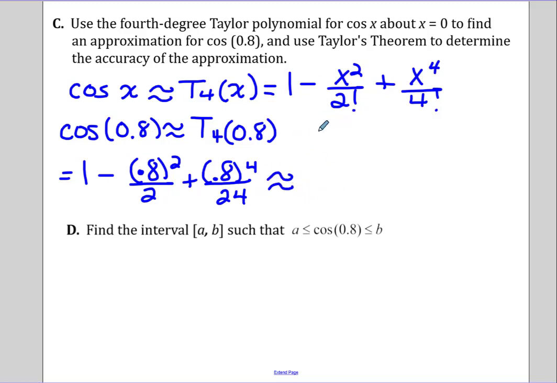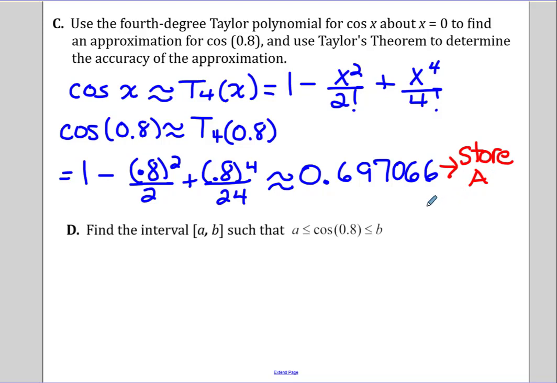And this one I'm going to actually store in the calculator. It's 0.697066. And if this was an FRQ, I'm going to write that I'm storing that value in A.